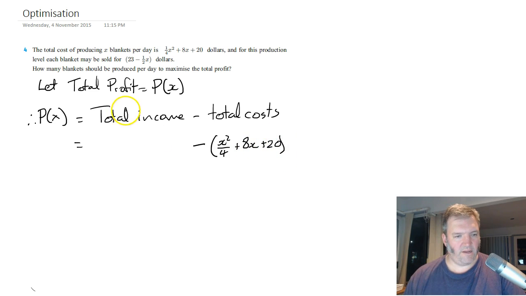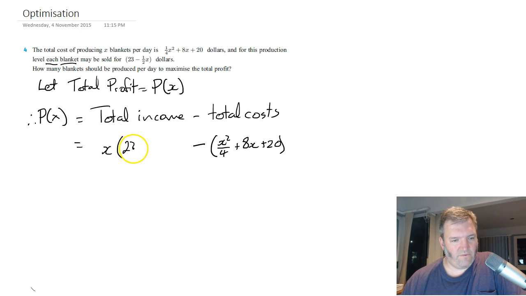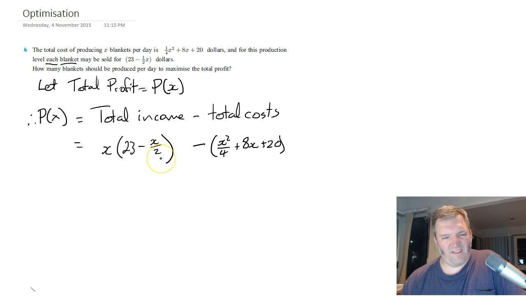And that's in dollars. Now here our total income, if we read carefully, and for this production level, each blanket may be sold for 23 minus half X dollars. So the total income, I'm going to sell X blankets, and each of them I'm going to receive 23 take a half X, so X over 2 dollars. So that's my total income there. And that's really the only trick with these ones. Sometimes these ones are a little bit tricky. They give you the total cost, then they give you the profit per item or the sale price per item. So you just need to remember to multiply by the number of items, and then it all makes sense.